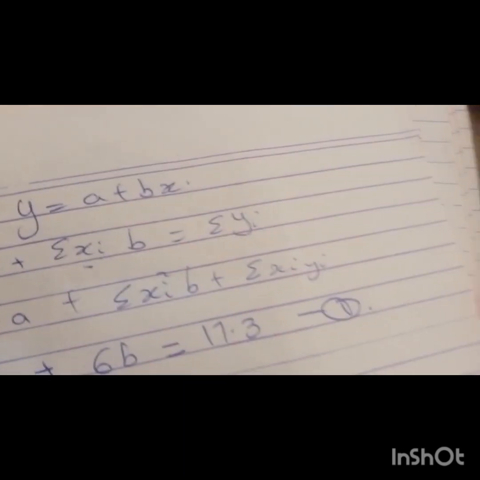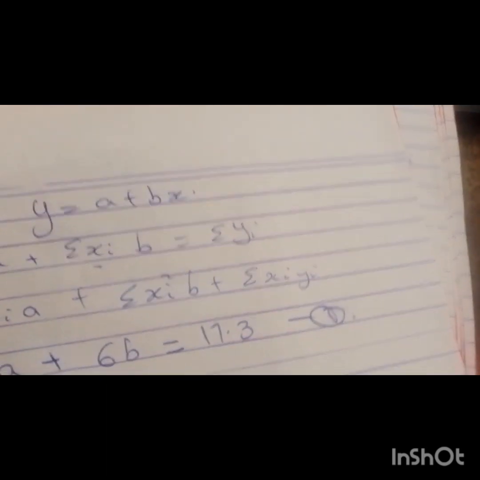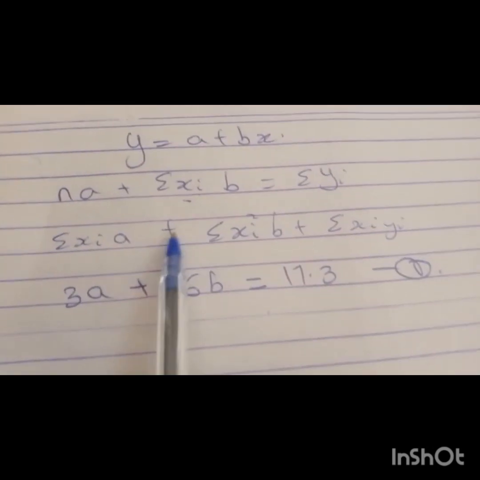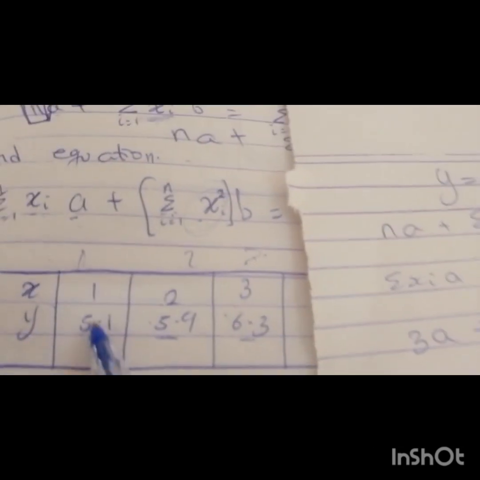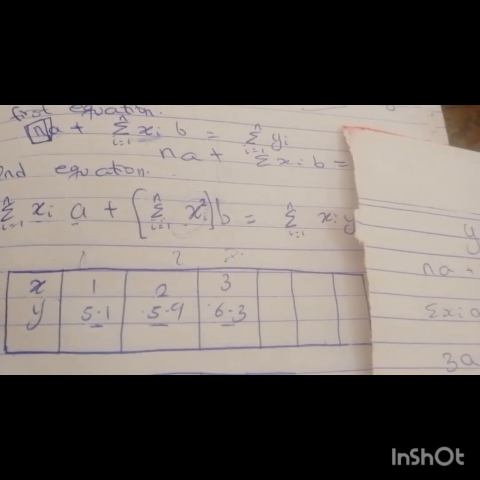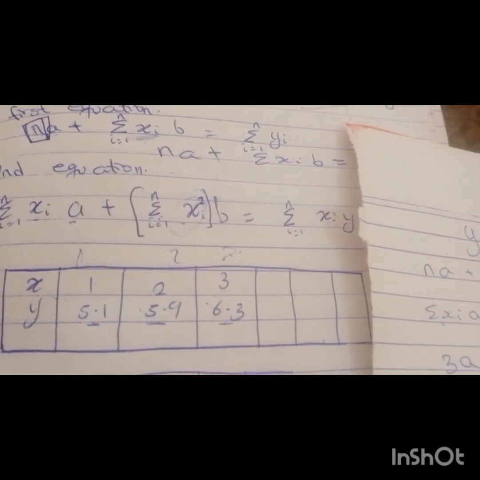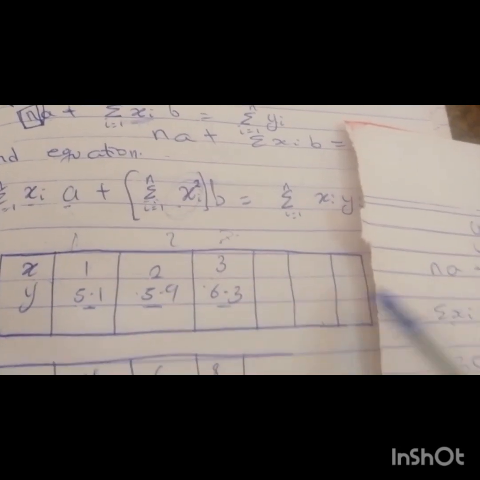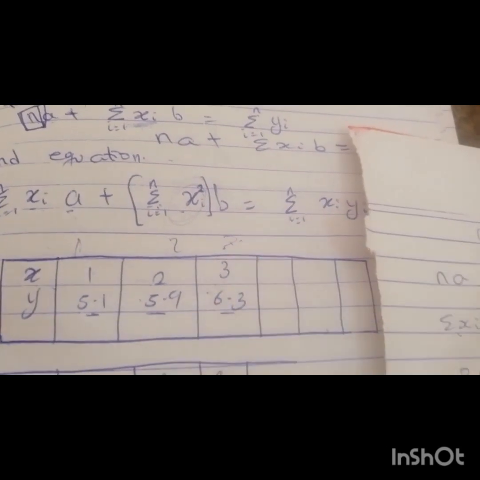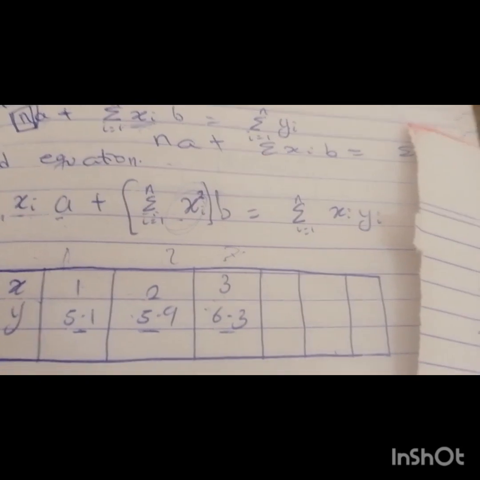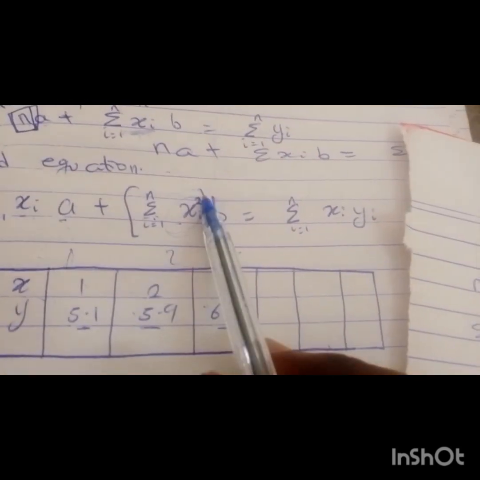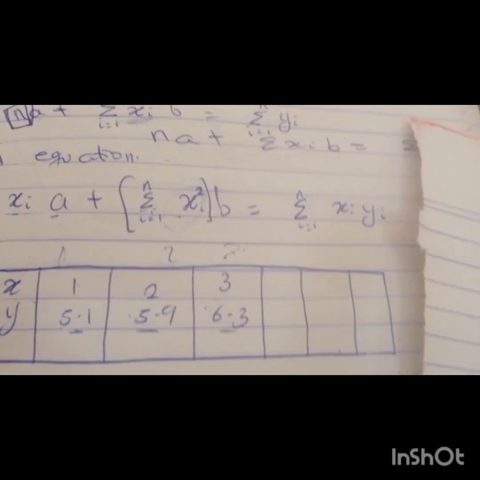Now this is equation 1. You cannot find a and b with just equation 1, so we need another equation. That's where this one comes in. So let's do the next one. Summation of xi a: summation of xi gives us 6, so 1 plus 2 plus 3 is 6. So 6a plus, and we do the next one, summation of xi squared b.